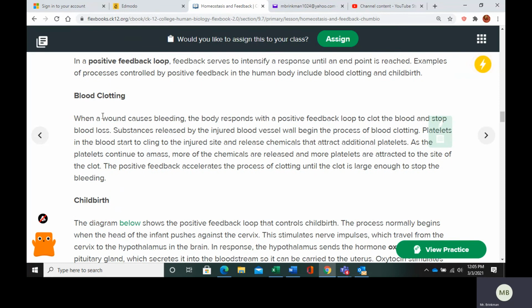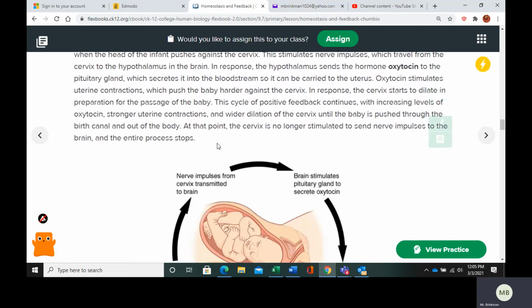So blood clotting. When a wound causes bleeding, the body is going to respond with the positive feedback loop to clot the blood and stop blood loss. So it is intensifying this process. So substances released by the injured blood vessel begin the process of blood clotting. Platelets in the blood are going to start to cling to the injured site and release chemicals that are going to attract additional platelets. And then over time, more chemicals are released, more platelets are attracted, and it results in a clot that stops the bleeding. All right.